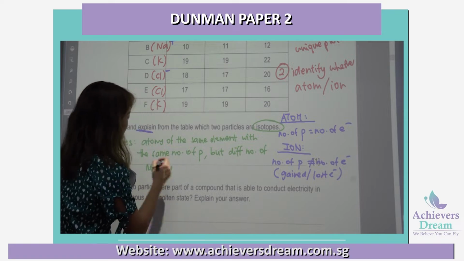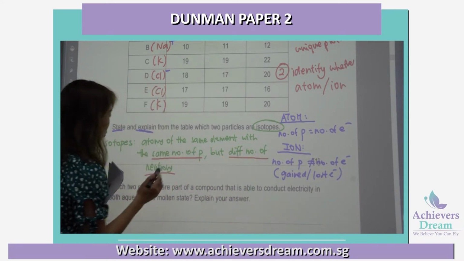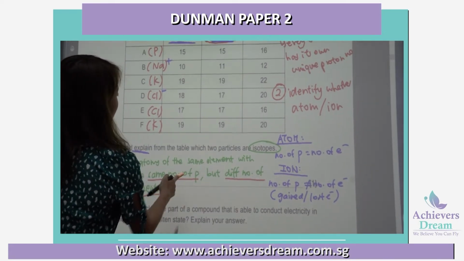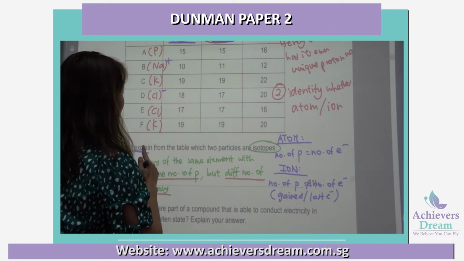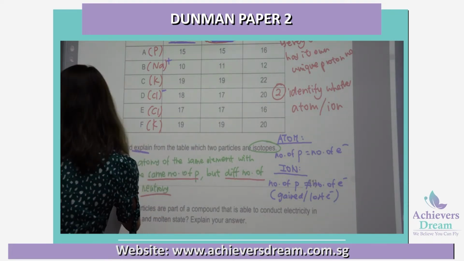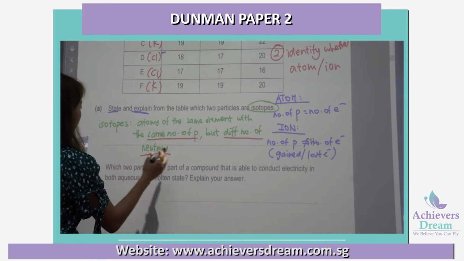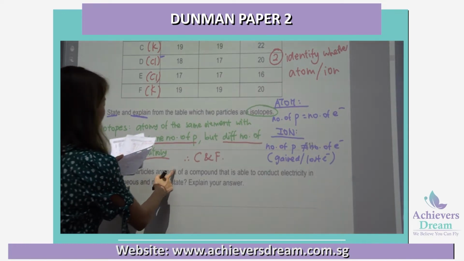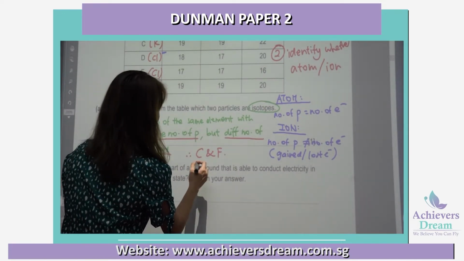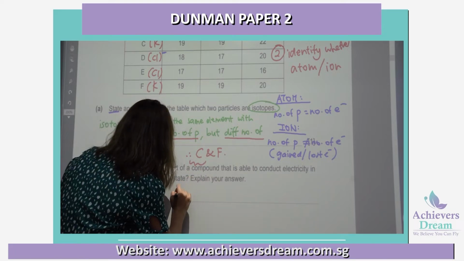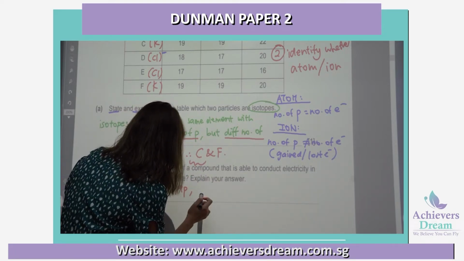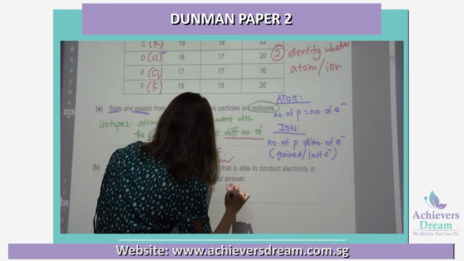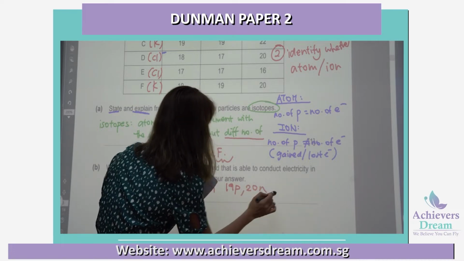Okay, again, same number of protons, different number of neutrons. So from the table, which two particles have the same number of protons but different number of neutrons? It is C and F. So you need to state that for particle C, there are 19 protons and 22 neutrons, whereas for particle F, I have 19 protons and 20 neutrons.